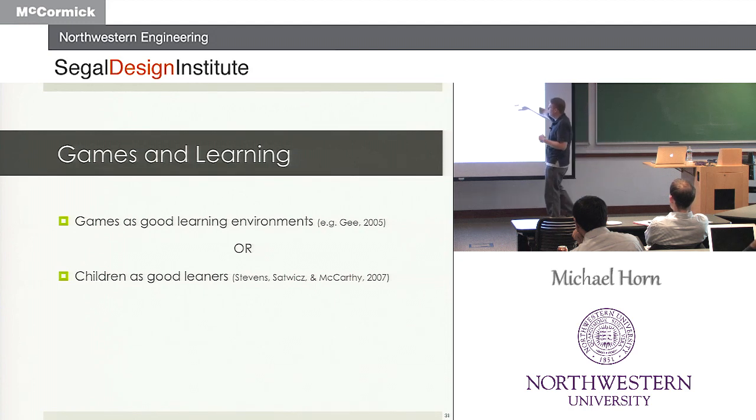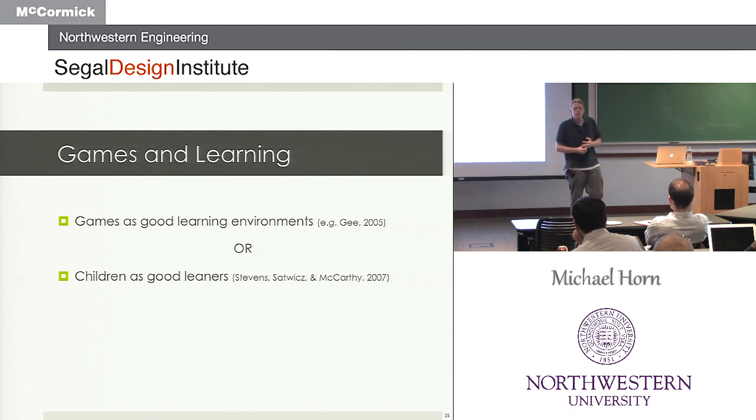A sort of alternative perspective is: why is it that children are such good learners? And this is where I'm kind of going. So this is ethnographic work done by Stevens, Sedgwick, and McCarthy.